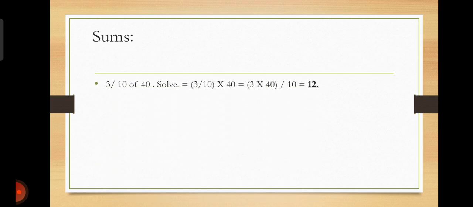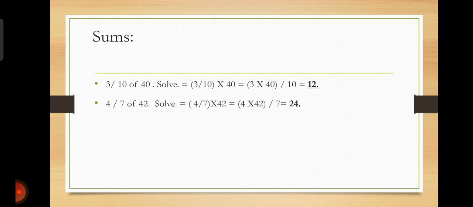Now we will do few sums on this. 3 by 10 of 40 means 3 by 10 is a fraction of 40. Now we have to solve this. We will put 3 by 10 and we will replace the "of" with a mathematical operation, multiplication. That means multiplied by 40. So 3 multiplied by 40 divided by 10, which will give you the answer as 12.